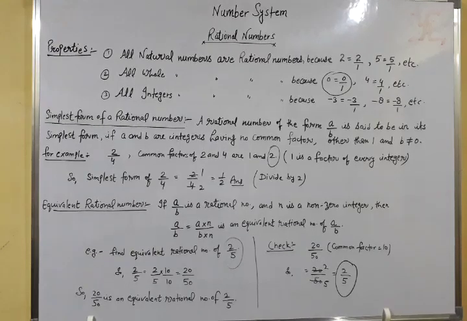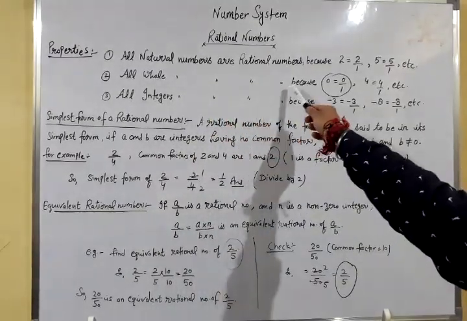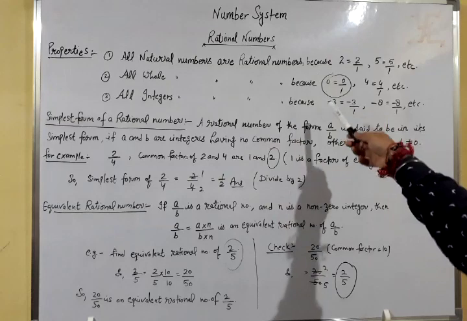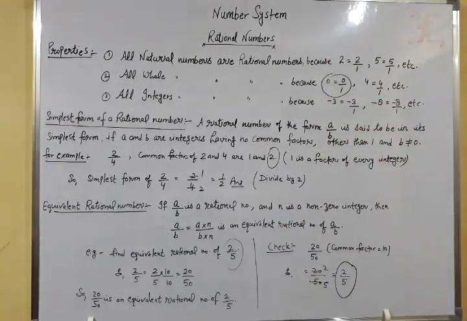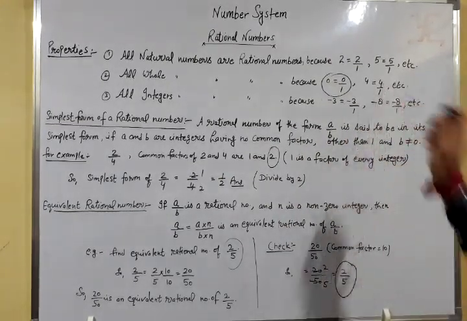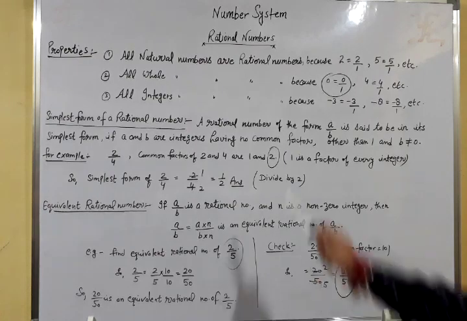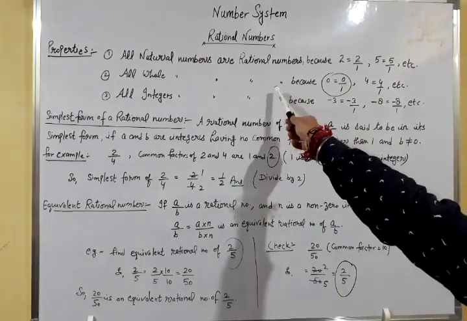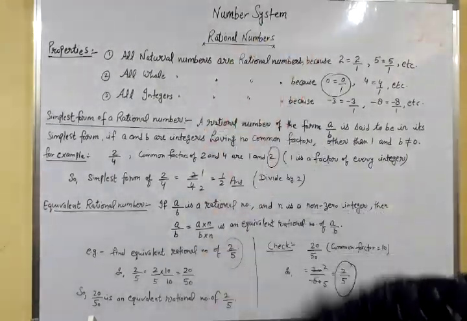Property number 2: all whole numbers are rational numbers. Why? Because 0 can be written as 0 upon 1 and 4 can be written as 4 upon 1. Similarly, we cannot say that all rational numbers are whole numbers. It is not necessary.